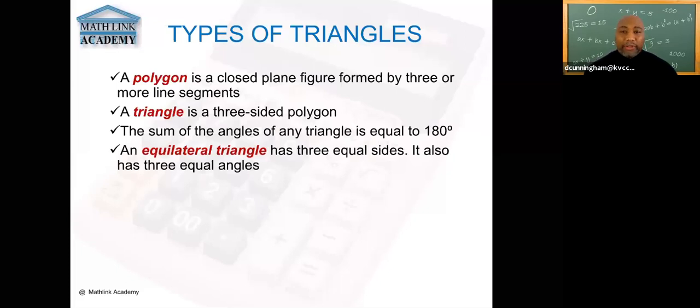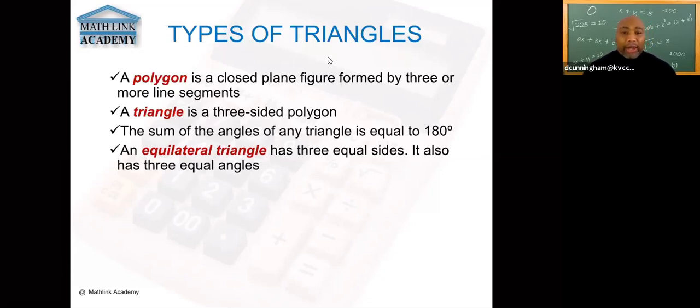Let's talk about types of triangles. I'm going to start off with the word polygon. A polygon is a closed plane figure formed by three or more segments. The word poly is a Greek word which means many, and gon means side. So we're looking at many sides. In this particular unit, we're going to talk about a triangle, which is a three-sided polygon. So a triangle is a polygon, but with three sides.